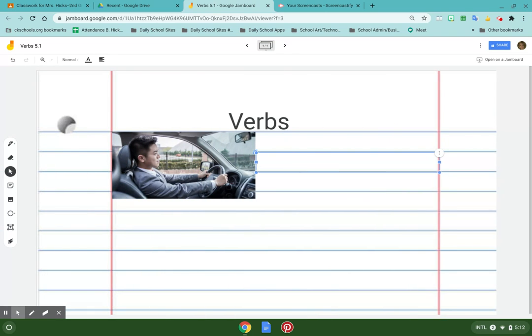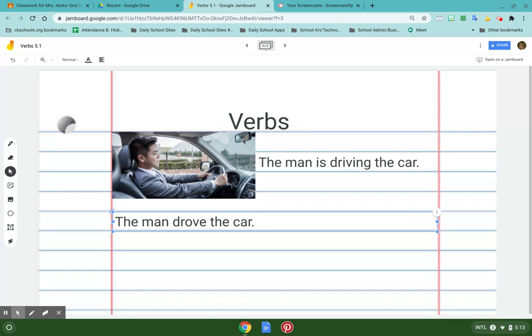And our last one is, what do you think he's doing? You could do a couple of verbs here. He's sitting, isn't he? But he's also driving. So I could say the man is driving the car. That's a good one. But if I wanted to do past tense, I could say the man drove the car. Did you see how that changed? So always remember that not every verb can have that ed hooked to it.